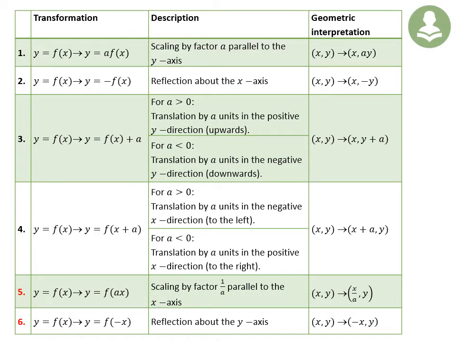Such a transformation is interesting because we say that for an x coordinate, if we multiply by a value a to the x coordinate, the scaling is actually 1 over a, and it's parallel to the x-axis as we've seen before. So what happens geometrically is the x coordinate is multiplied by a factor 1 over a.